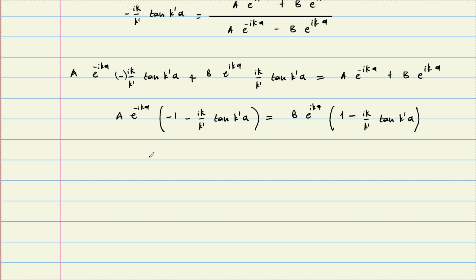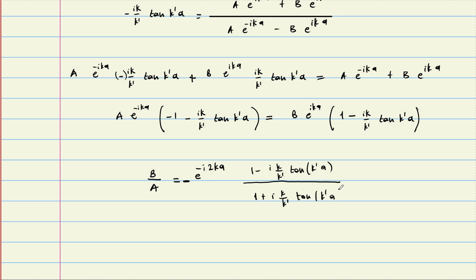Then you are asked to calculate B over A. So B over A, let's pull it down a little bit, is equal to e to the minus i, actually two of these, 2kA, and 1 minus i k over k prime tangent k prime A, divided by, and actually let me put the overall minus here, 1 plus i k over k prime tangent k prime A. So this is part A, you are done.